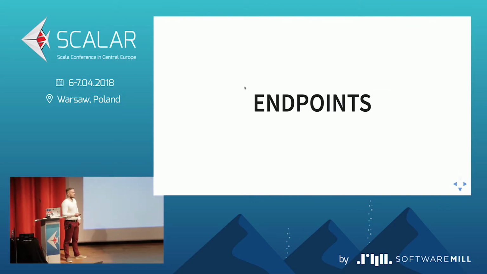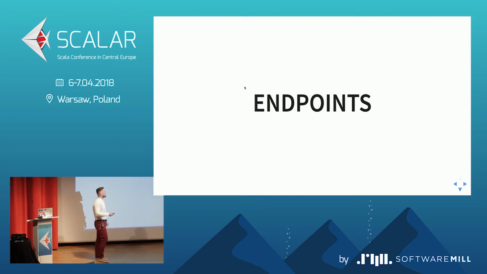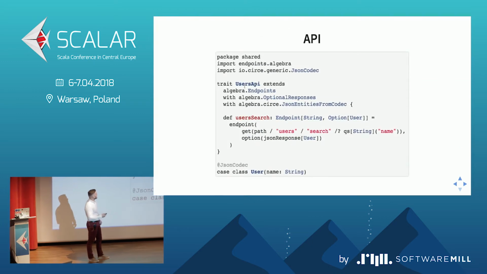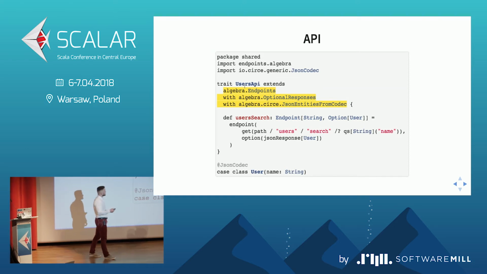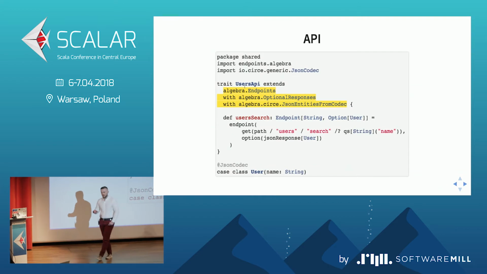So what is this library about? It's basically an abstraction over HTTP that will allow you to solve the problem that I had with the repetition of defining HTTP protocols. So let's see how it looks. You start with defining your API. You just create a trait, and you extend this trait with a couple of different traits from the endpoints library.